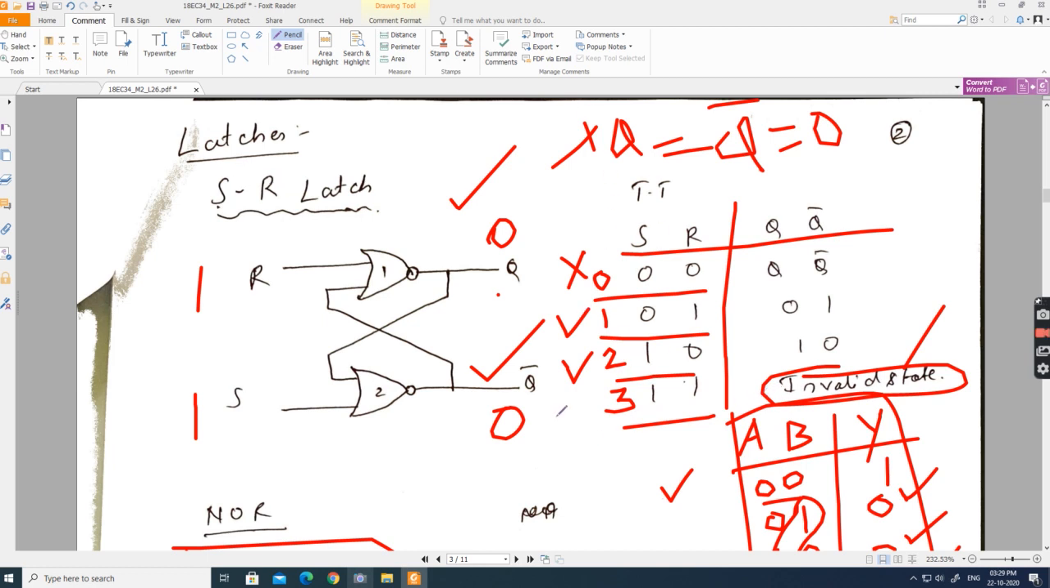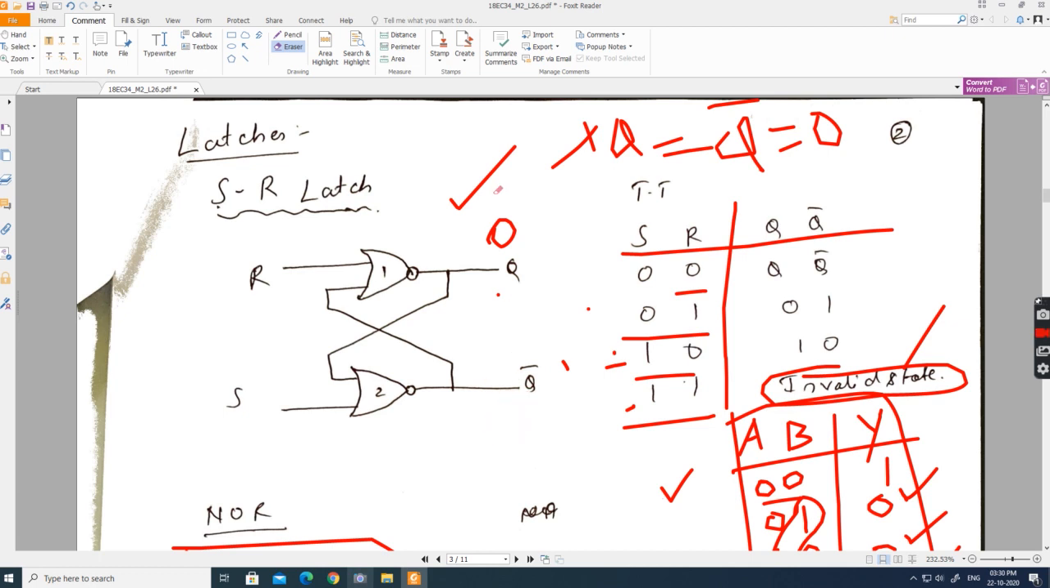So next, what conditions did I take here? I am done with 1, 2, and 3. Still my case 0 is pending. Now I will consider case 0. Here R is also 0, S is also 0.